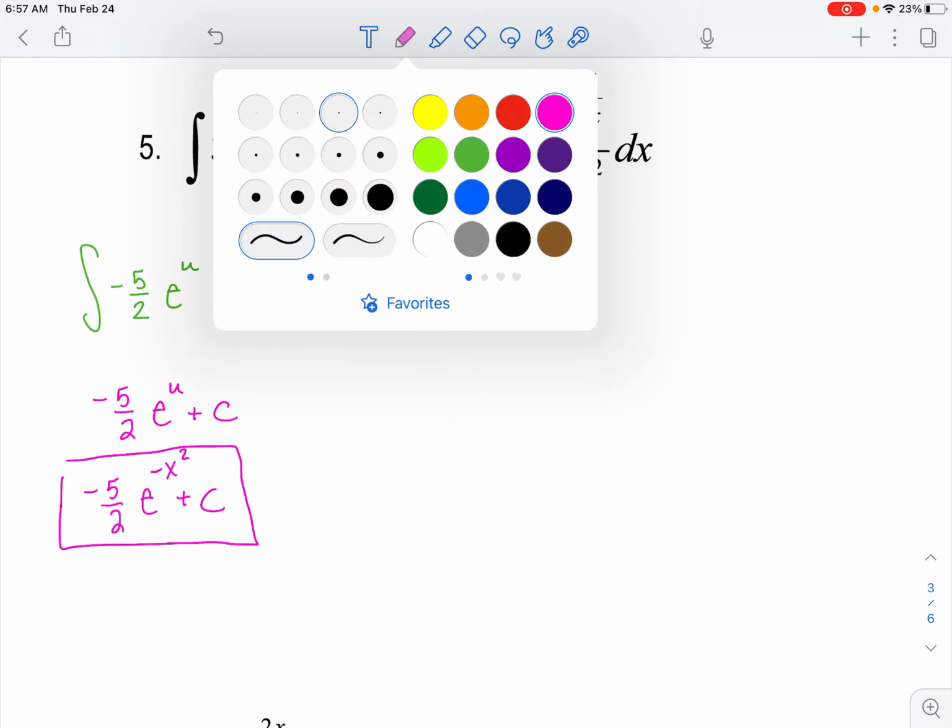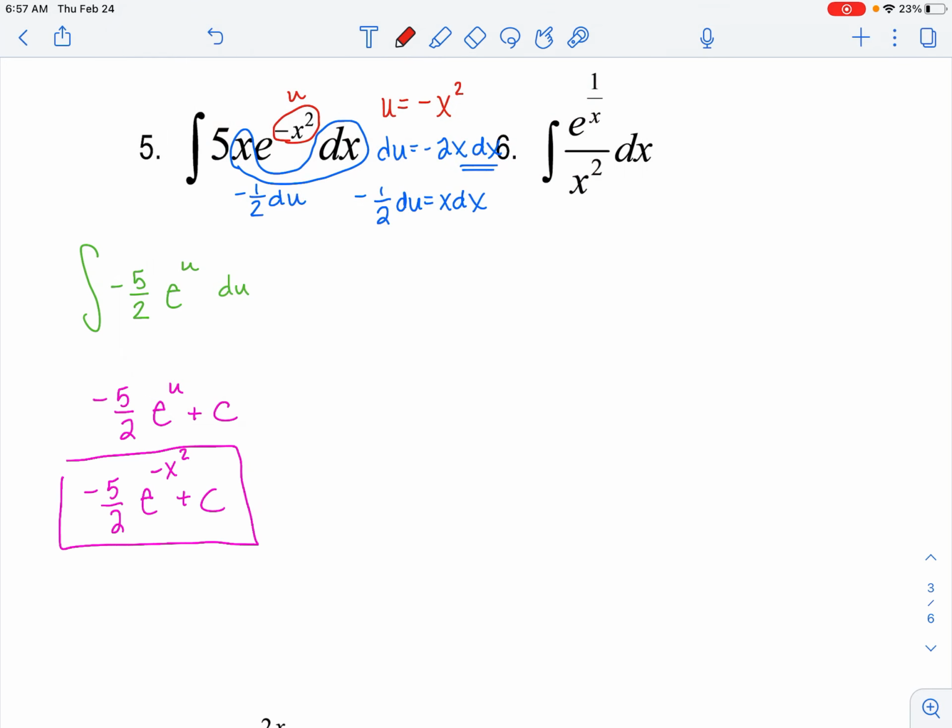All right, number 6. Again, we might be a little unsure of what to make our u. We might be looking at x squared. But then when you do your du, it's not going to substitute out. So then you try something else. So we're going to let u equal the exponent here. So u is 1 over x.